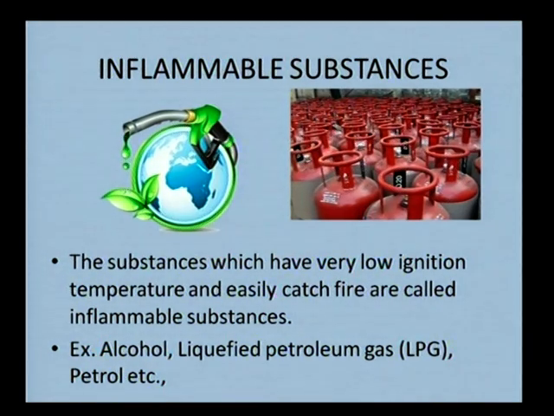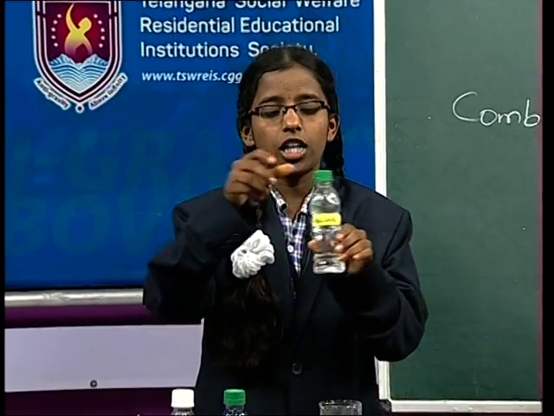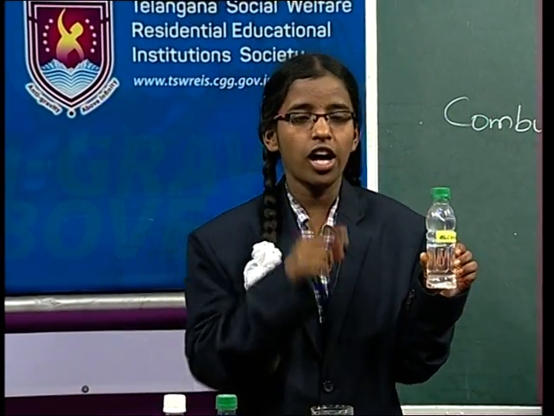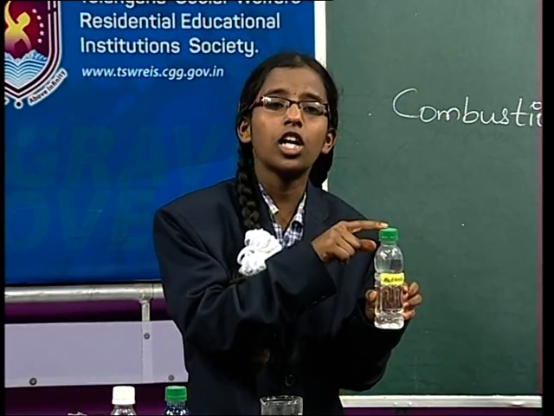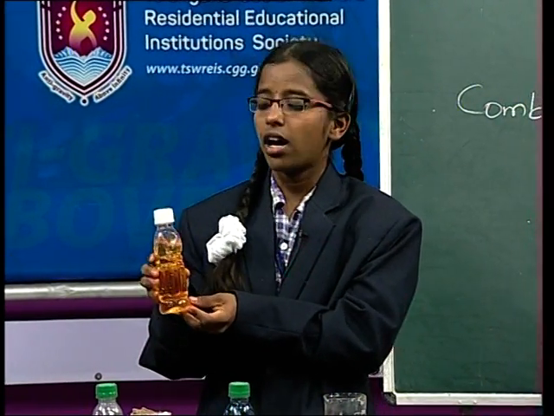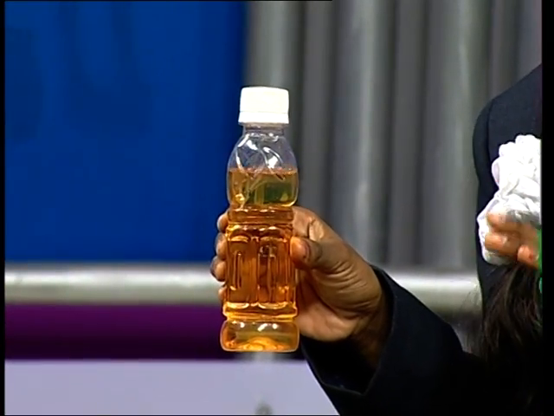For example, alcohol, liquefied petroleum gas and petrol. See here, friends, this is alcohol. This is one of the examples for inflammable substances. This alcohol has a very low ignition temperature, and petrol is also an example for inflammable substances. It has a very low ignition temperature and it catches fire very easily. So the substances which have a very low ignition temperature, we call them inflammable substances.